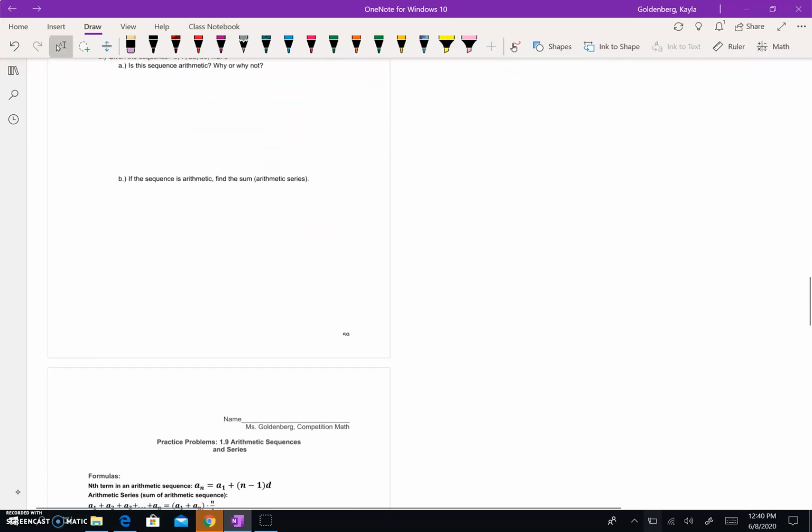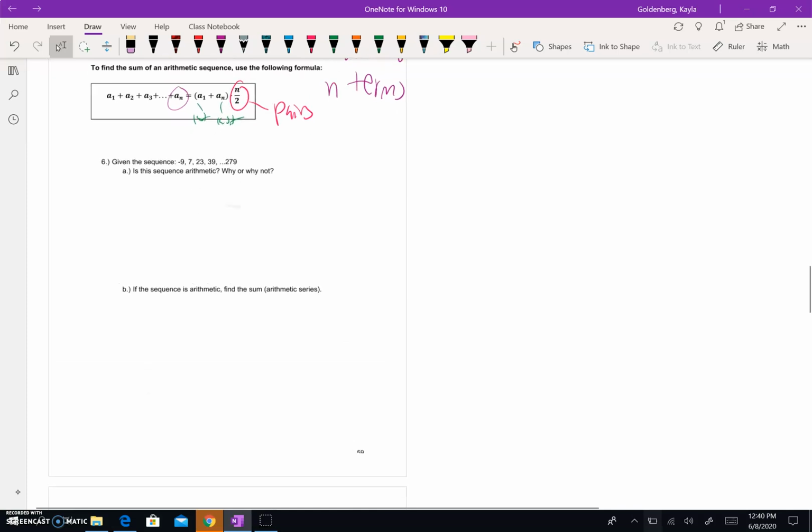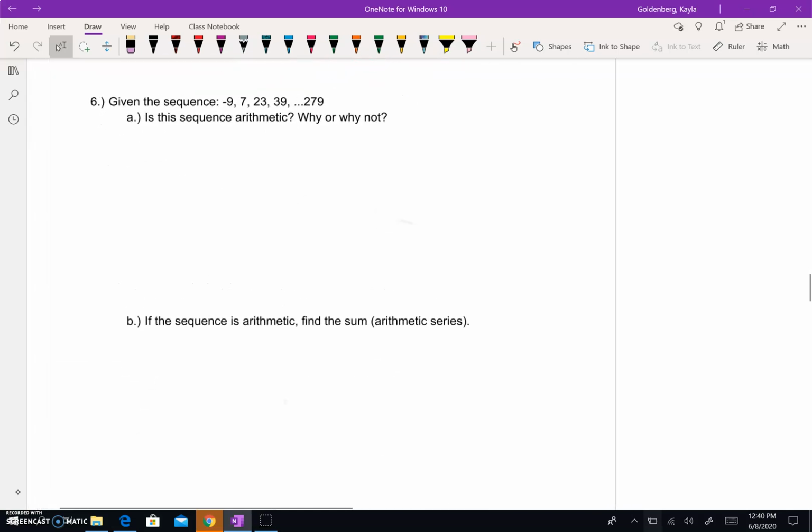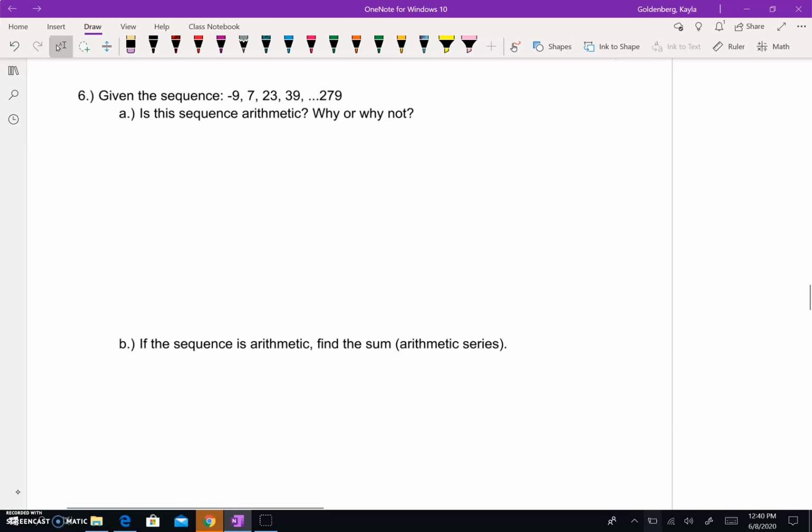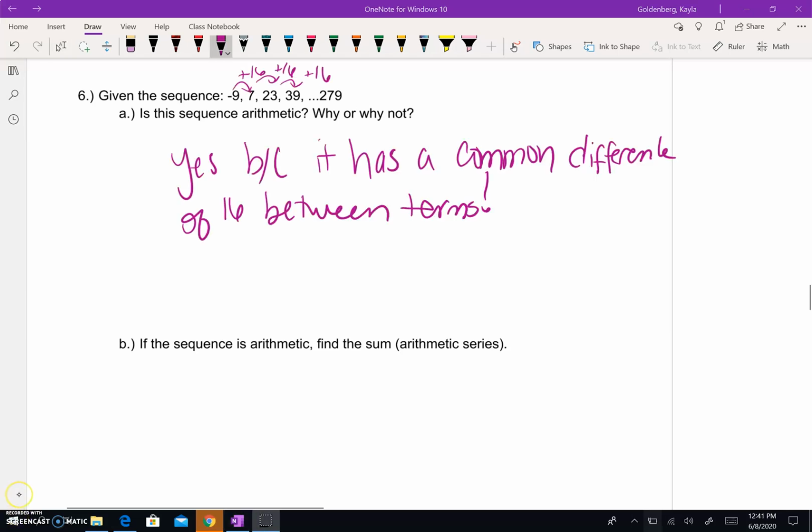Okay, and then there's a couple of practice problems for us in the notes before the practice problems that we'll do tomorrow during class. So here's a sequence. Your question is, is it arithmetic or not? And then if it is, can you find the sum? So why don't you try part A first, unpause when you're ready to get your answer.